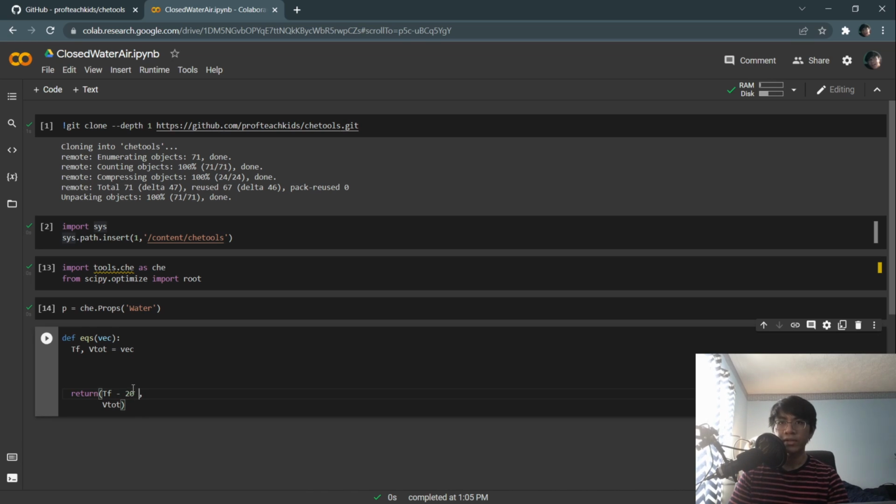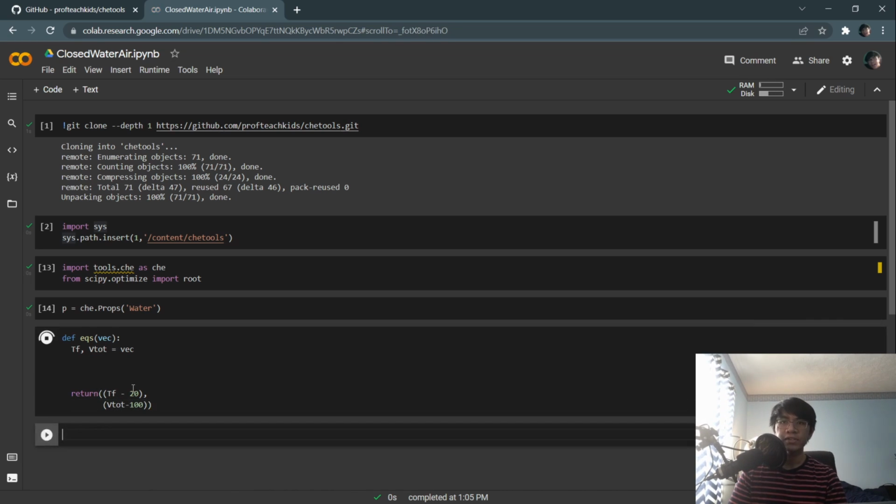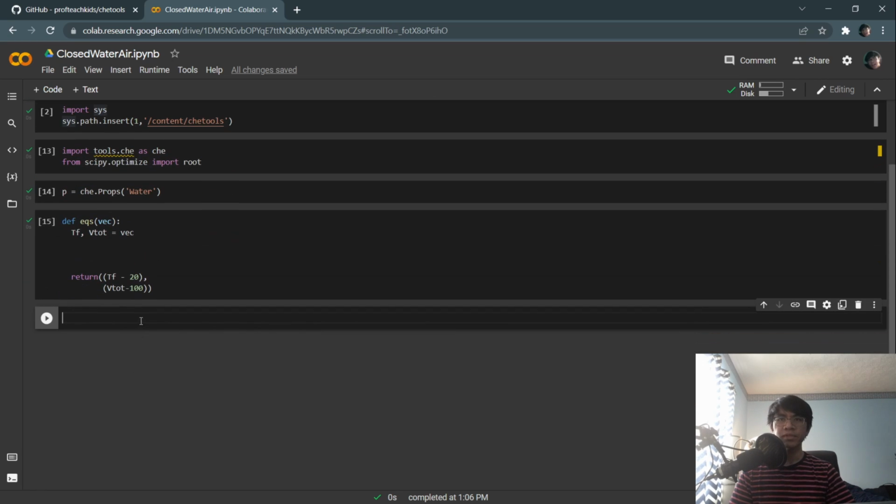Same thing on this side, where let's just put parentheses. Temperature final minus 20, and then maybe volume total, just so we can see a difference. I don't know, minus 100. Enter. Oh, excuse me. So now that we have this function, two unknowns, and two equations, we can use the root function.